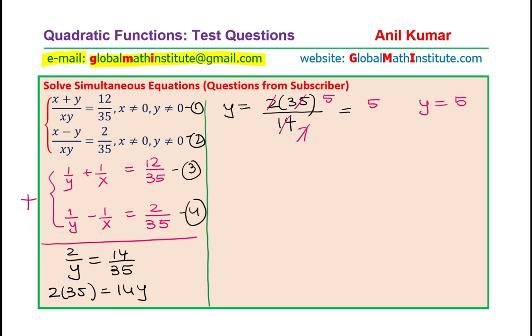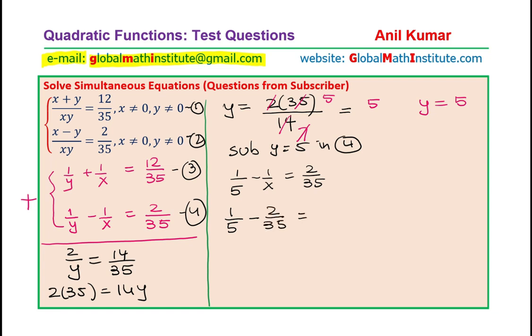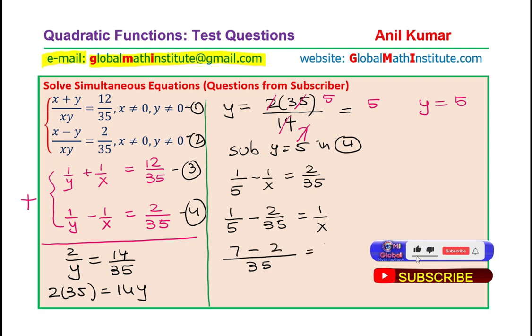So let's rewrite. Okay, great. 3 and 4, right? So we'll sub y equals 5 in equation, let's say 4. So we get 1 over 5, rather let me write minus 1 over x first, equals 2 over 35. Rearrange, we get 1 over 5 minus 2 over 35 equals 1 over x. Clear? 35 is the common denominator. Multiplying by 7, we get 7 minus 2 equals 1 over x, which is 5 over 35.